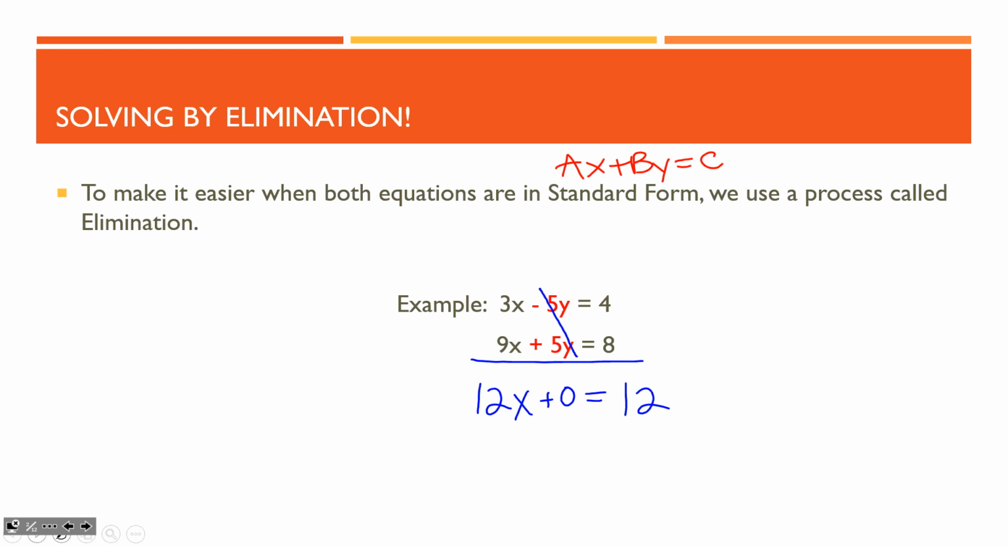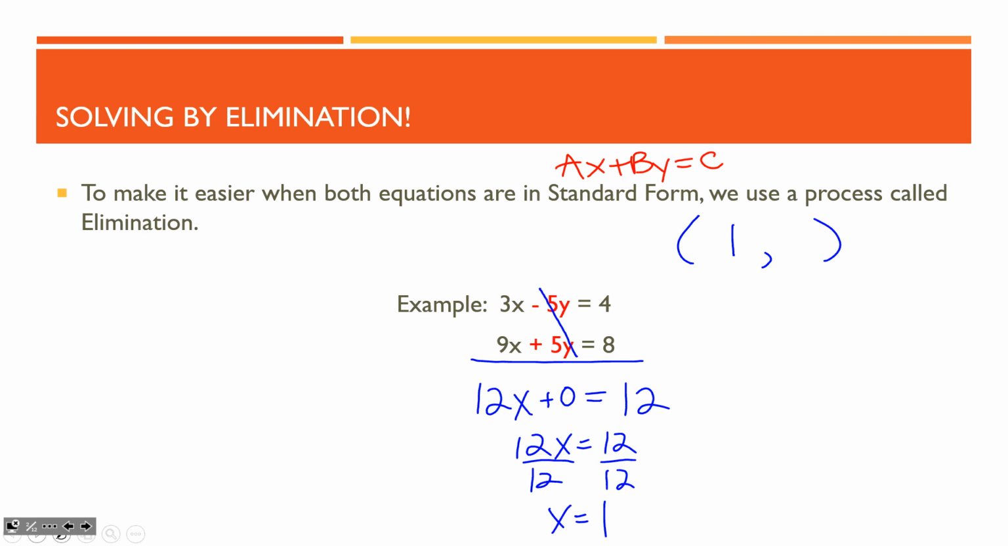Okay, now let me solve what's left over for x. So 12x plus 0, I don't need that plus 0. So I just have 12x equals 12. And I can pretty easily solve this and get x equals 1. But remember, with elimination or with any method, when I solve a system, I'm looking for the point where the two lines intersect. And they intersect at a point, x comma y.